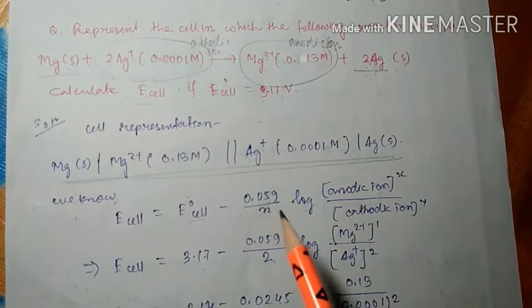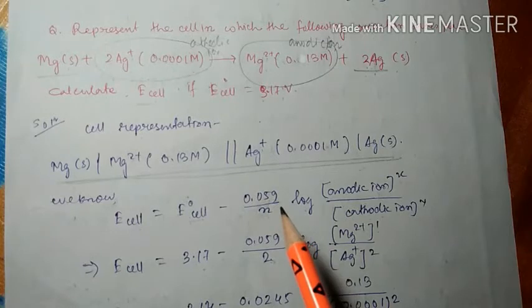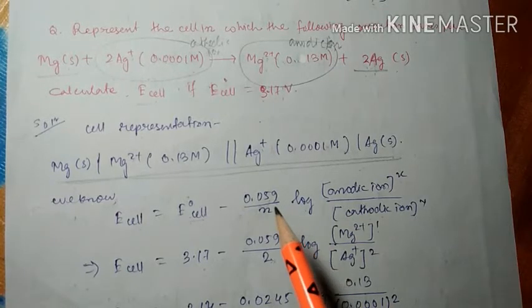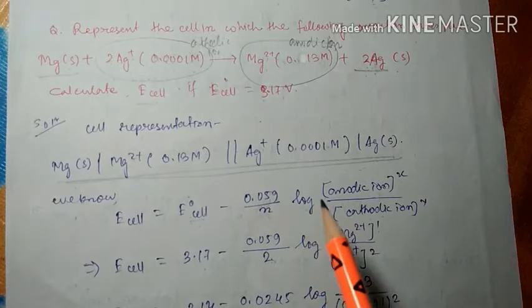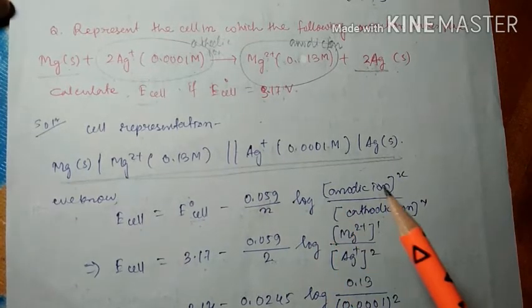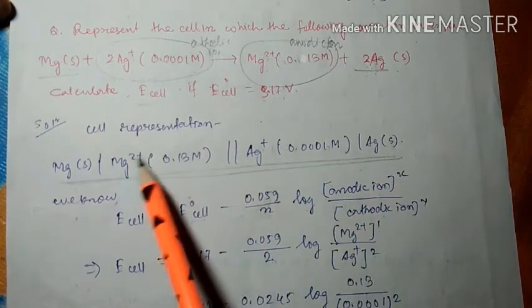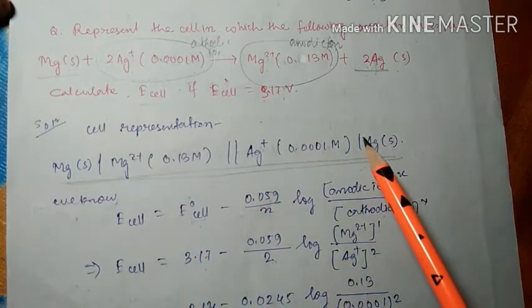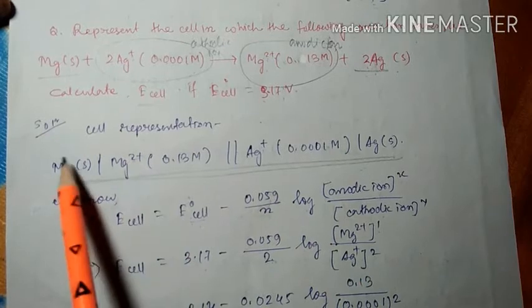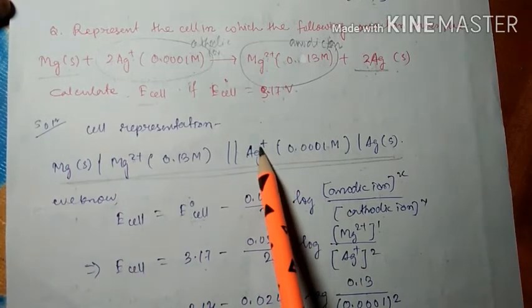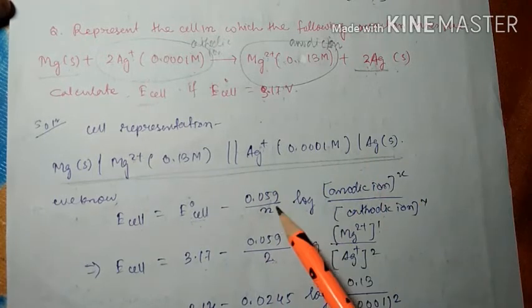That means the electron in the reduction half cell and the electron in the oxidation half cell should be cancelled. To cancel each other, we should make the electrons in the reduction reaction and the oxidation reaction the same. That's why we are taking the LCM of 2 and 1. Nothing is there, no? That means 1. 2 and 1 has the LCM of 2, and that's why I've taken 1 here.